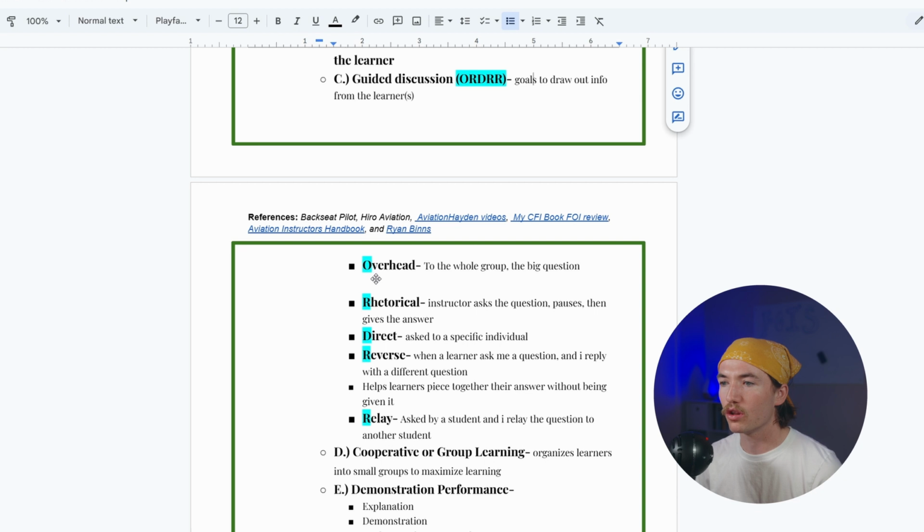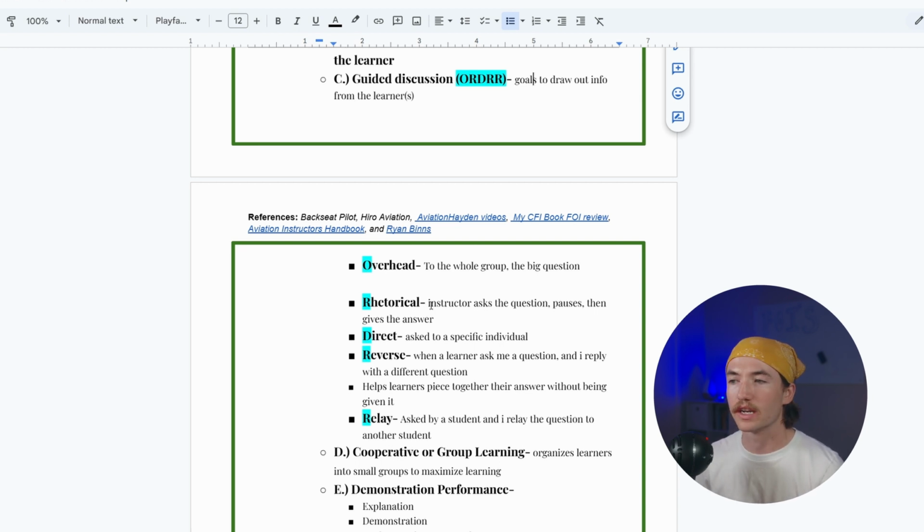So for example, all of these, I'm just going to mention that, let's say we're talking about how lift is created. So for the overhead question, I'm going to ask the whole group, how is lift created? And then hopefully somebody answers. And then for the R, this is rhetorical. So the instructor asks the question, pauses, and then gives the answer. So if I'm talking to a group that I just don't expect to know how lift is created, this is something that I can go about.